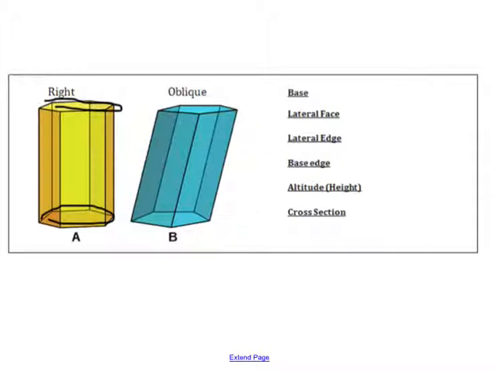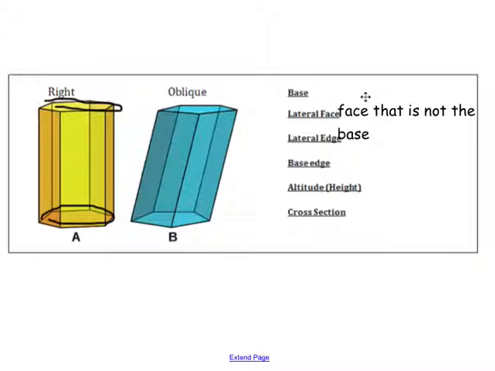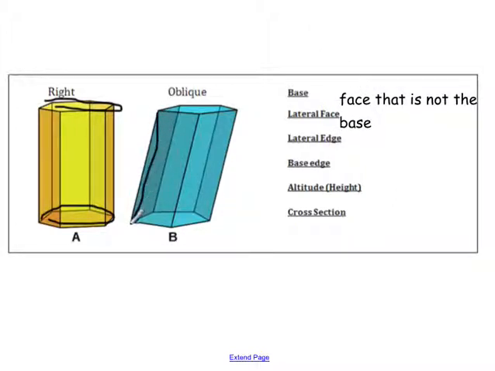Next, what we have is a lateral face. Well, what is a lateral face? A lateral face is a face that is not the base. Okay, so that's it for lateral face. So go ahead and get that written down. It's a face that is not the base. An example of a lateral face might be this right here. It's not the base, so that makes it a lateral face.